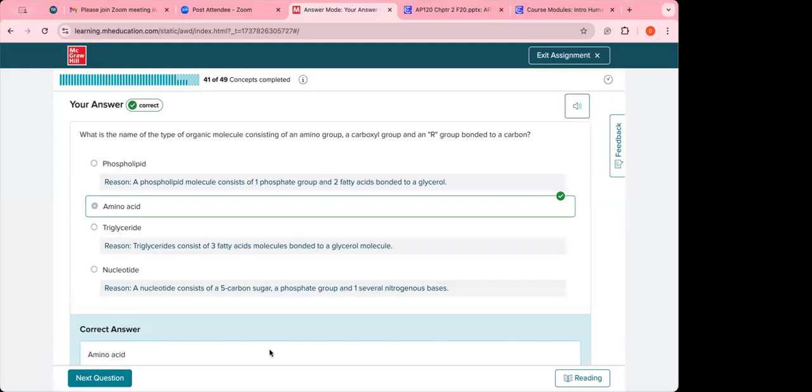Yeah, because phospholipids is phosphate and fatty acid. Triglycerides are 3 fatty acids. So a nucleotide is the 5 carbon with a phosphate and nitrogen. So the amino acids build the proteins that have the carboxyl, the R group, and the amino group.